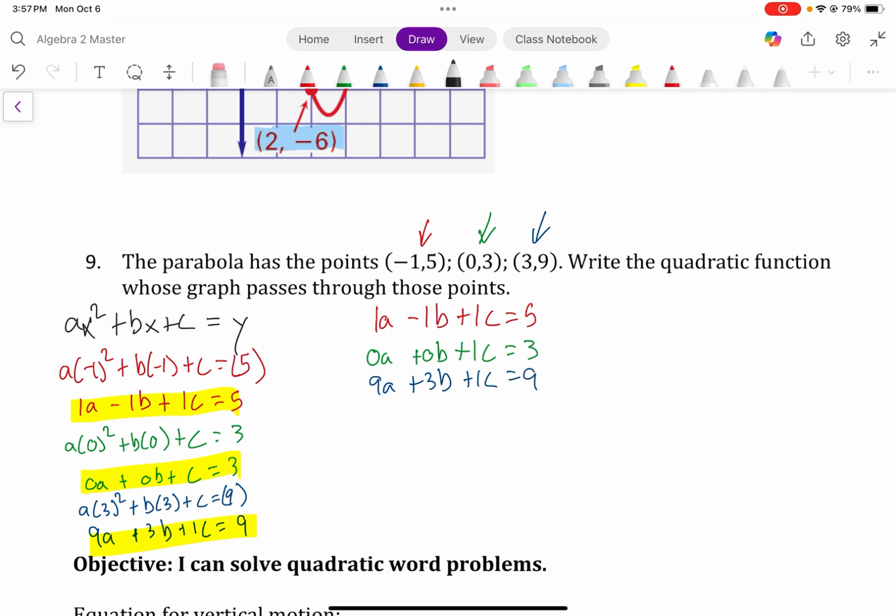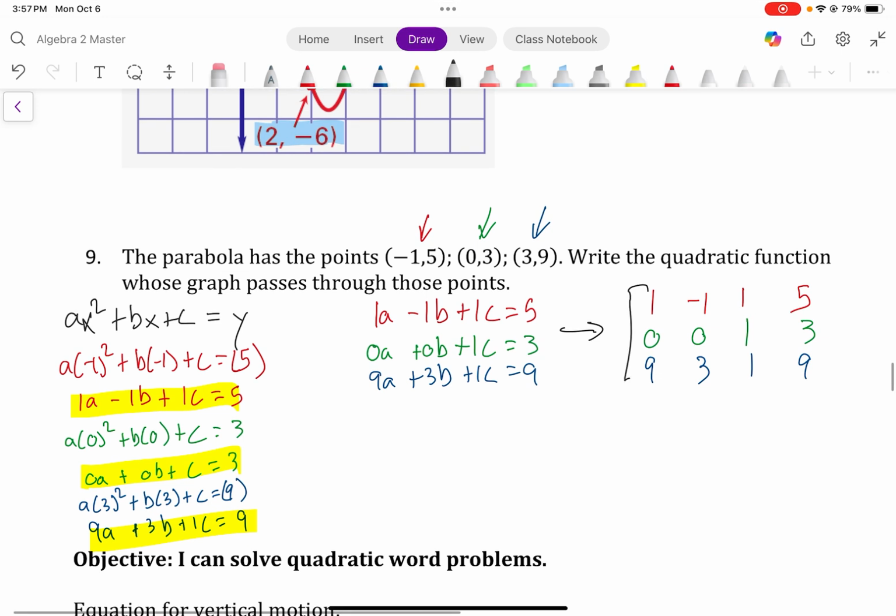In our matrix unit, we talked about making an augmented matrix. That's what we're going to do here. We're going to take our coefficients of each variable. So in the red, I'm going to have a 1, -1, 1, and then that all ended up equaling 5. In the green, I'm going to have a 0, a 0, a 1, and that ends up equaling 3. We should know our end result here, c is going to be 3 because of this specific line. And in the last blue one, I have a 9, a 3, a 1, and a 9. Here is my augmented matrix.